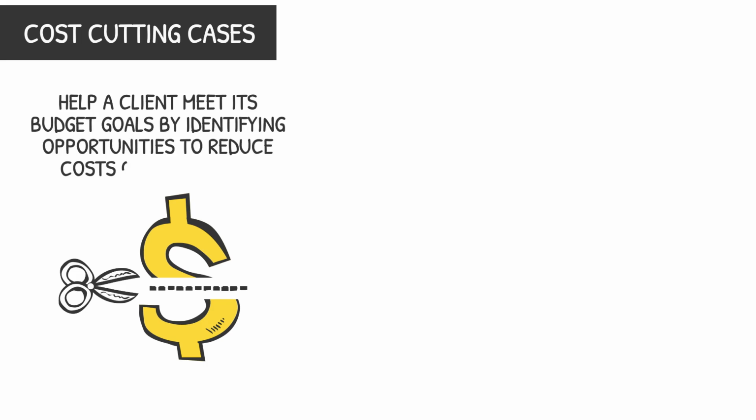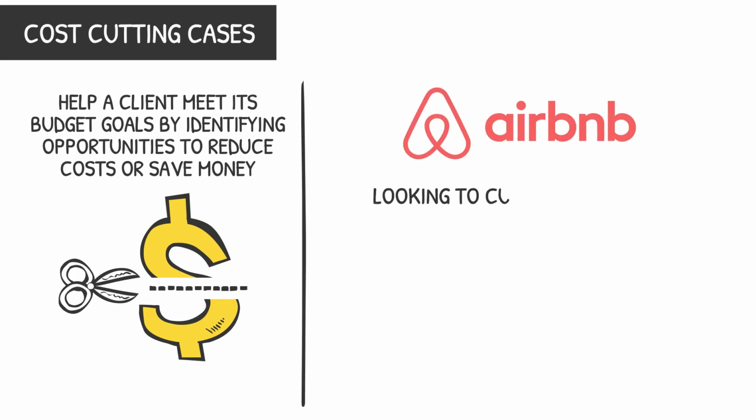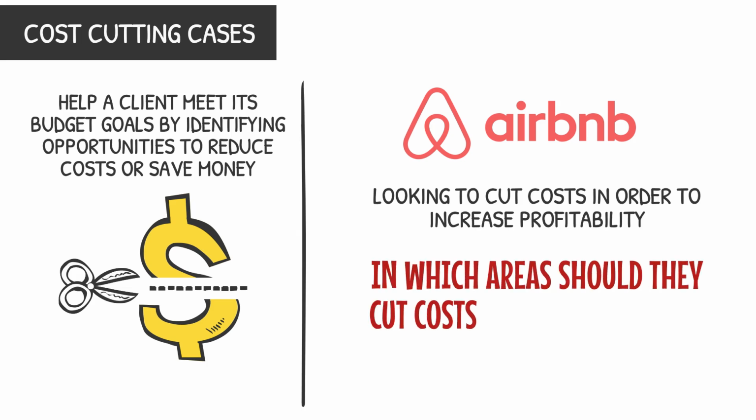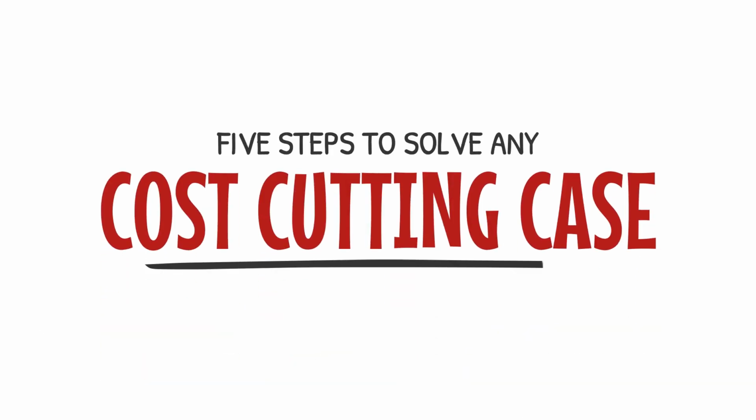Moving on to the third type of operations case interview, which are cost-cutting cases. Cost-cutting cases ask you to help a client meet its budget goals by identifying opportunities to reduce costs or save money. For example, Airbnb is looking to cut costs in order to increase profitability. In which areas should they cut costs and by how much? There are 5 steps to solving any cost-cutting case.